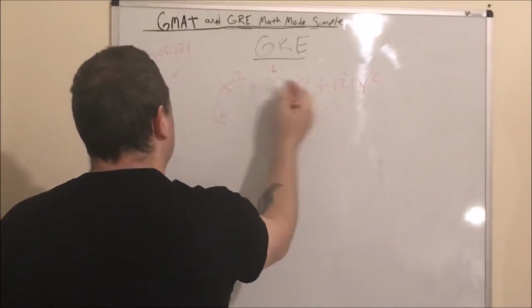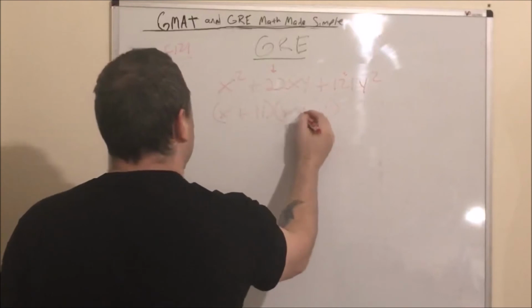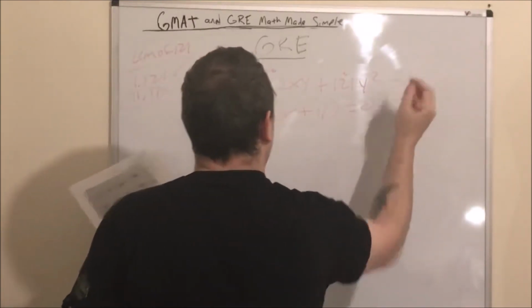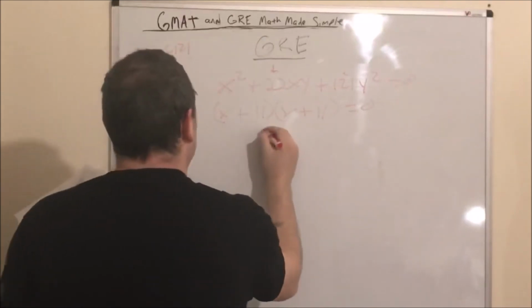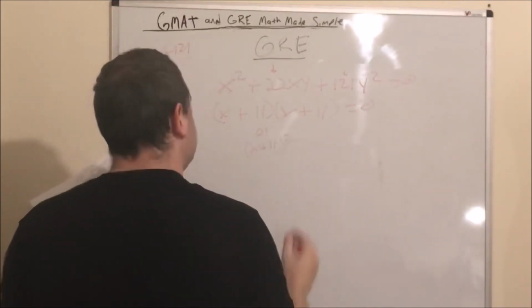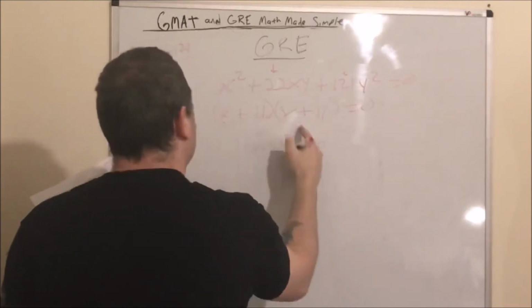Since both of these are positive, both of these are positive. And then that equals 0, and go from there. Or you could say x plus 11 squared, because the answer will be the same.